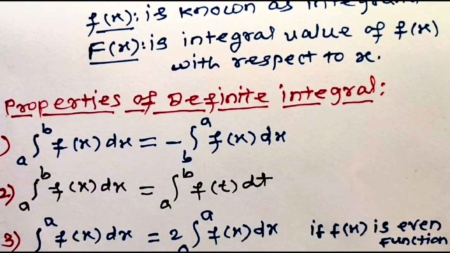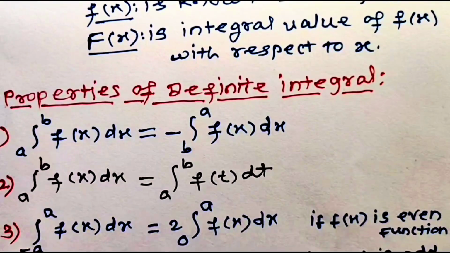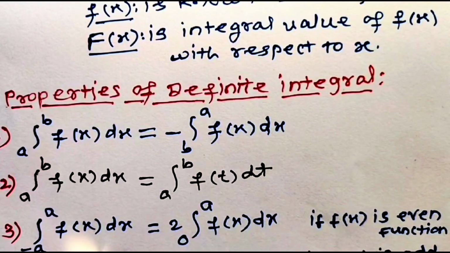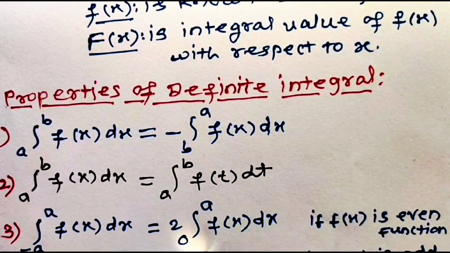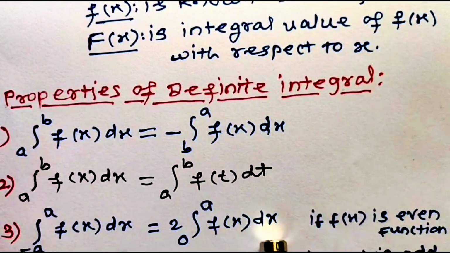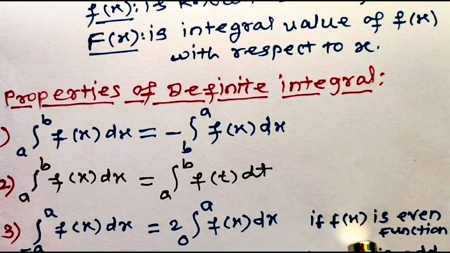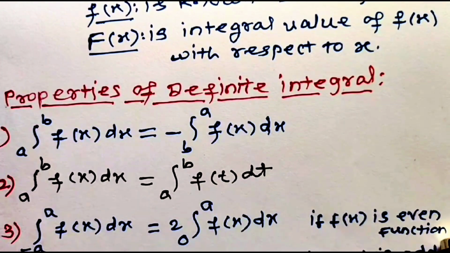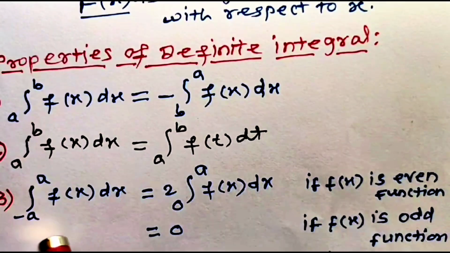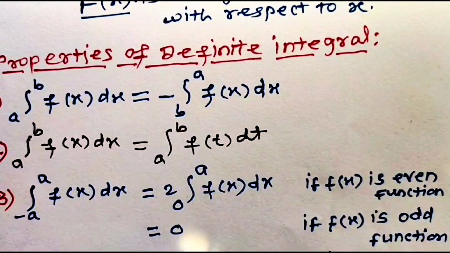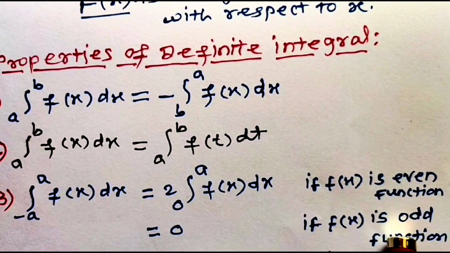Now the third property: the integral from minus a to a of f(x) dx has a value equal to twice the integral from 0 to a of f(x) dx, if and only if f(x) is an even function. Otherwise, the value of this integral becomes 0 if f(x) is an odd function.